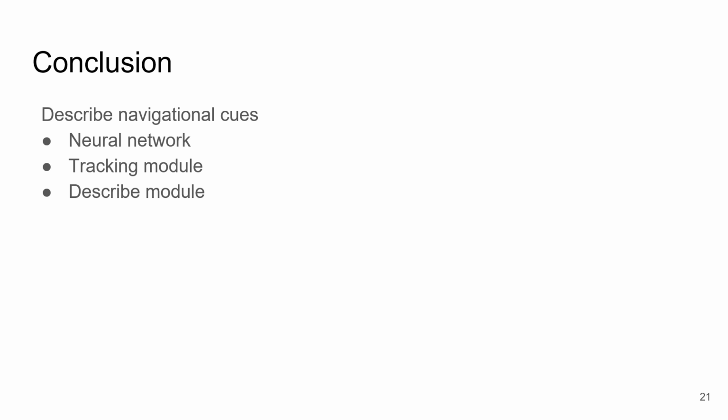This system consists of three parts: a neural network to detect navigational objects around the robot using 2D LiDAR data and occupancy grid maps; a tracking module to improve the detection accuracy of the system by aggregating the neural network detections; and a describe module to explain the objects around the robot by naming object class and their position. To evaluate our system, we conducted three experiments, two in simulations and one in the real world.